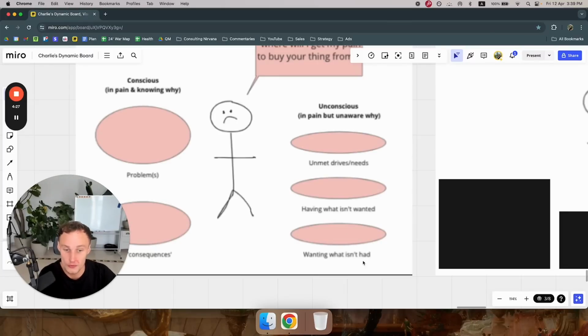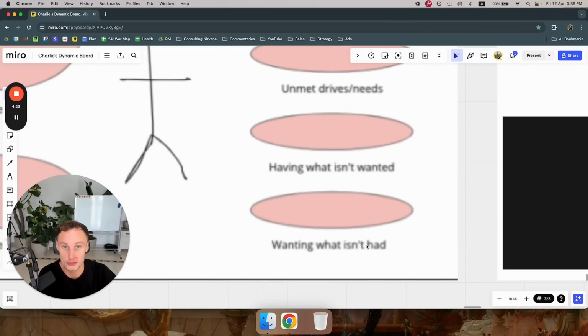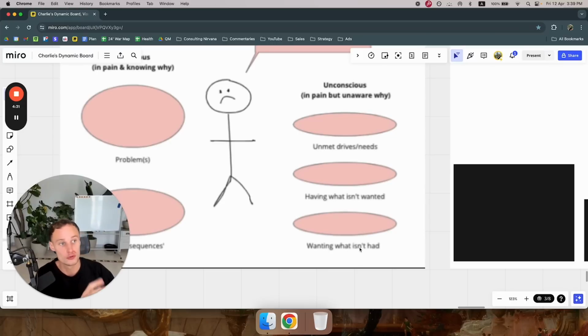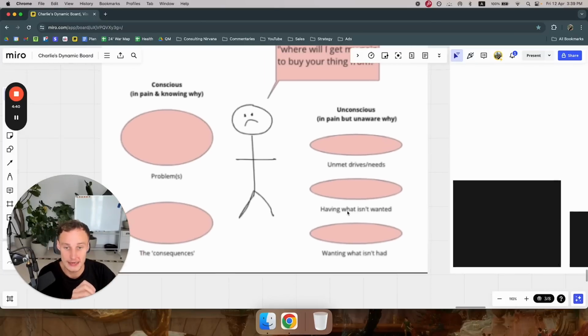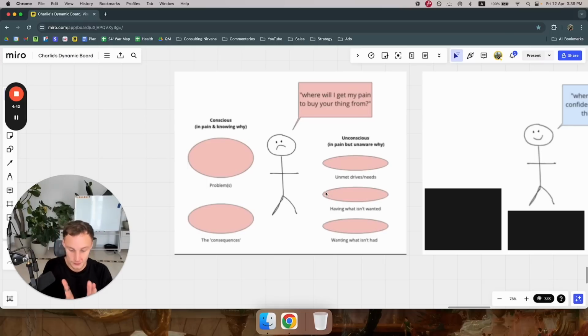Having what isn't wanted or wanting what isn't had. If you want something but you don't have it, like if you want to have a great physique but you don't have it, that's going to create pain. And if you have something you don't want, like if you have a bad physique but you don't want it, that's also going to create pain. And so these are ways that we can get people to feel pain and move towards buying something.